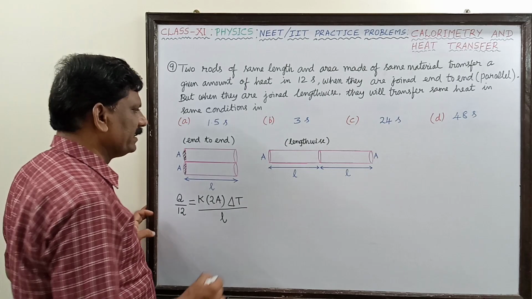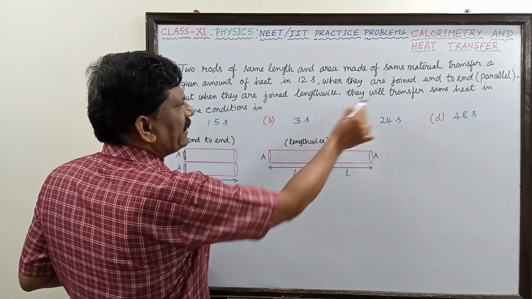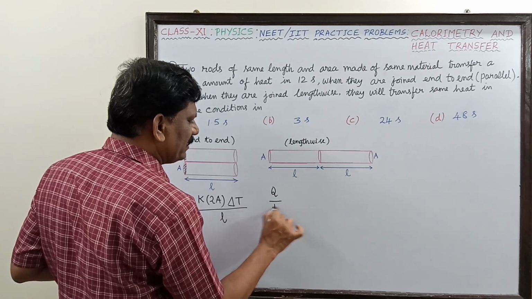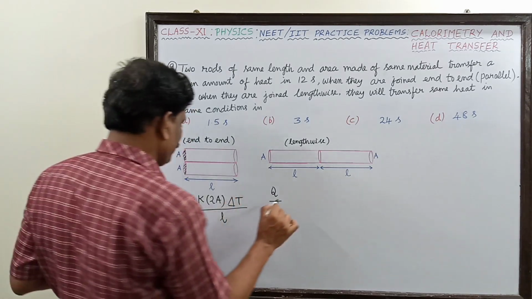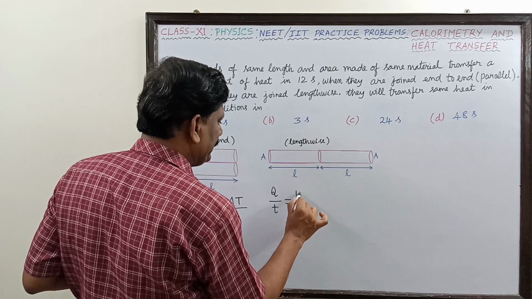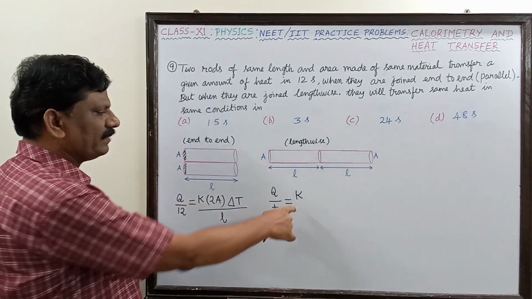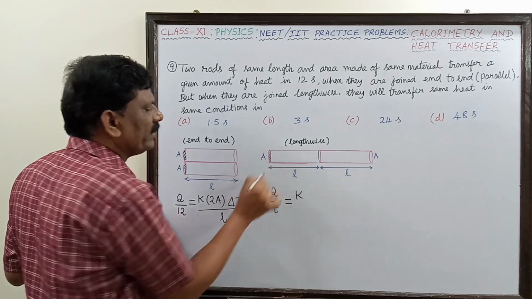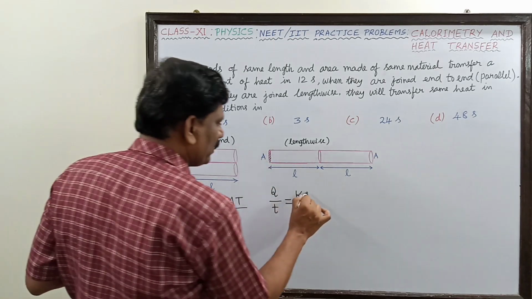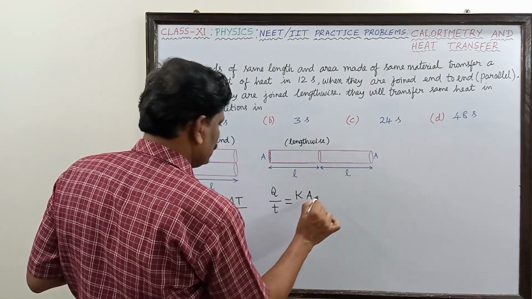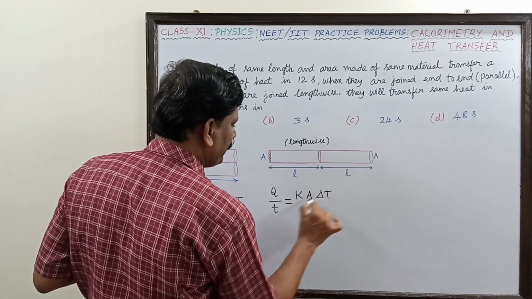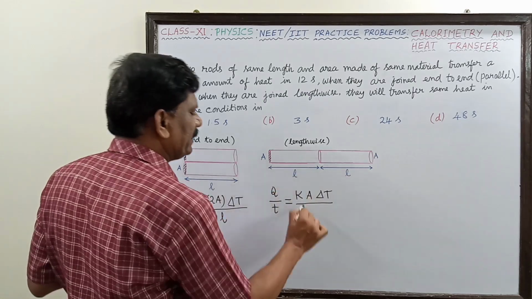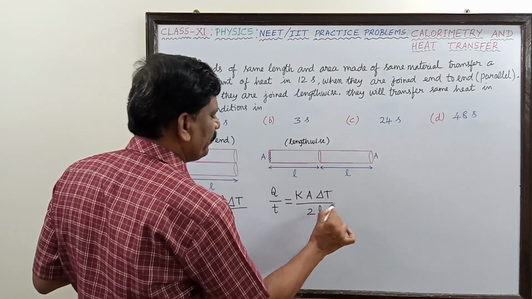Now same quantity of heat only is flowing here also, but the time taken is different. So Q by T seconds is equal to, material is the same, so here also the same thermal conductivity, but now the area through which the heat is flowing is only A. So K into A into delta T divided by, now the length of the rod is L plus L, that is 2L.